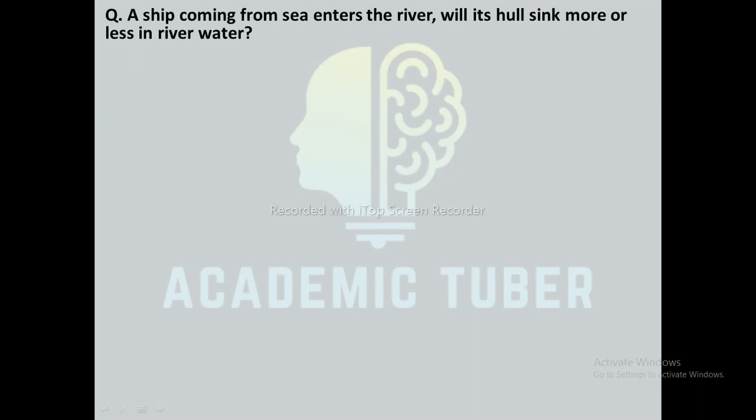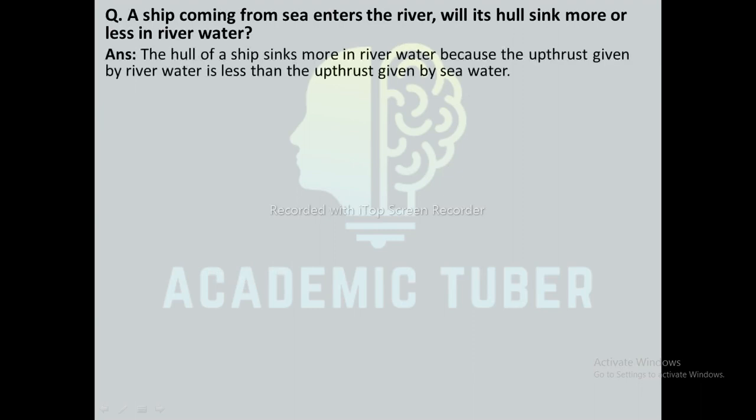Next question. A ship coming from sea enters the river. Will its hull sink more or less in river water? The hull of the ship sinks more in the river water because the upthrust given by river water is less than the upthrust given by sea water.